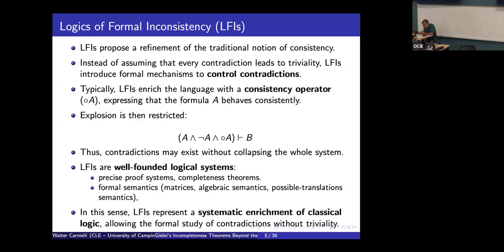LFIs are well-formed logical systems. They are very well worked out. They have a proof theory. They have an algebraic semantics. They have lots of different semantics. I myself proposed something called the possible-translations semantics. It's a kind of generalization of Kripke semantics. And now I could go in the direction of Bruno and try to think about geometrizing it. Why not? I mean, that's a good idea. It gave me a nice idea to try to geometrize my own semantics here. It would be a nice idea.